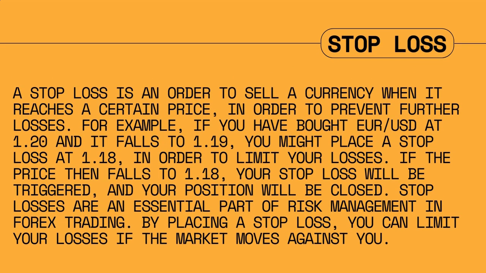Stop loss. A stop loss is an order to sell a currency when it reaches a certain price, in order to prevent further losses. For example, if you have bought EUR/USD at 1.20 and it falls to 1.19, you might place a stop loss at 1.18 in order to limit your losses. If the price then falls to 1.18, your stop loss will be triggered, and your position will be closed. Stop losses are an essential part of risk management in forex trading. By placing a stop loss, you can limit your losses if the market moves against you.